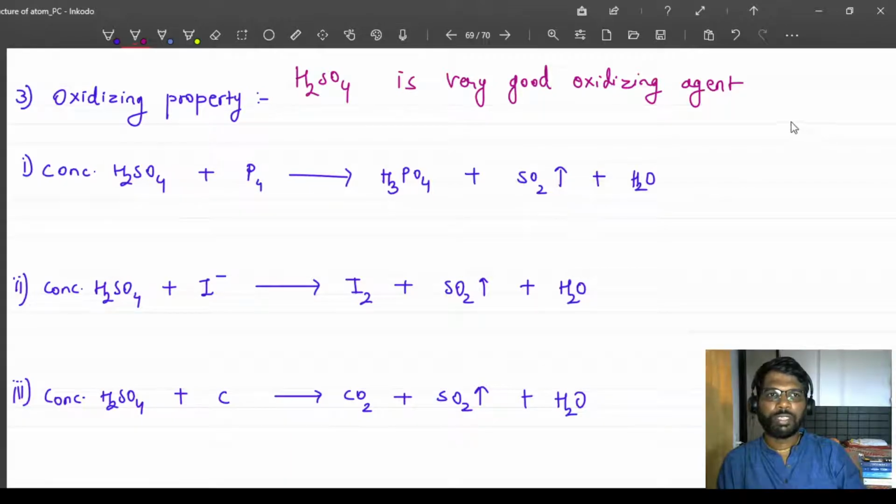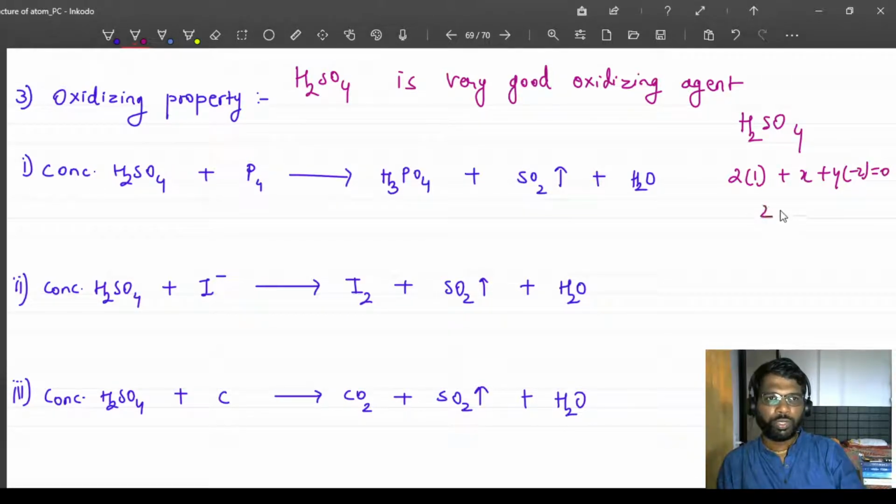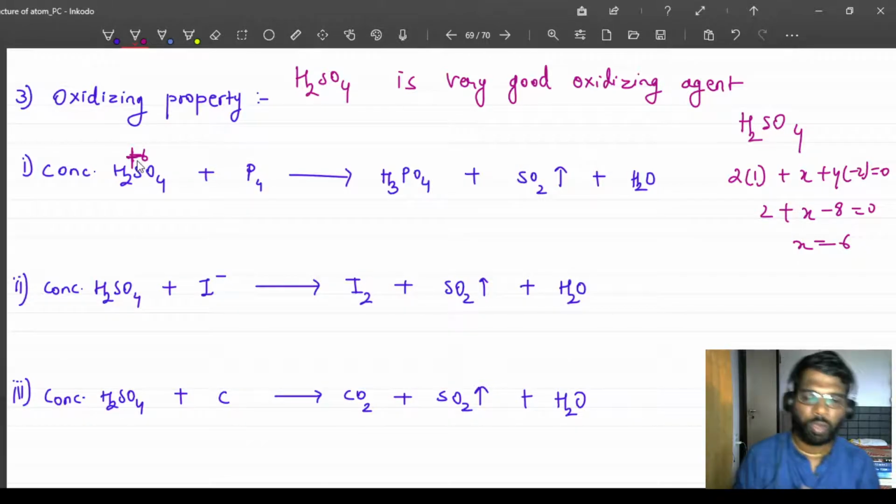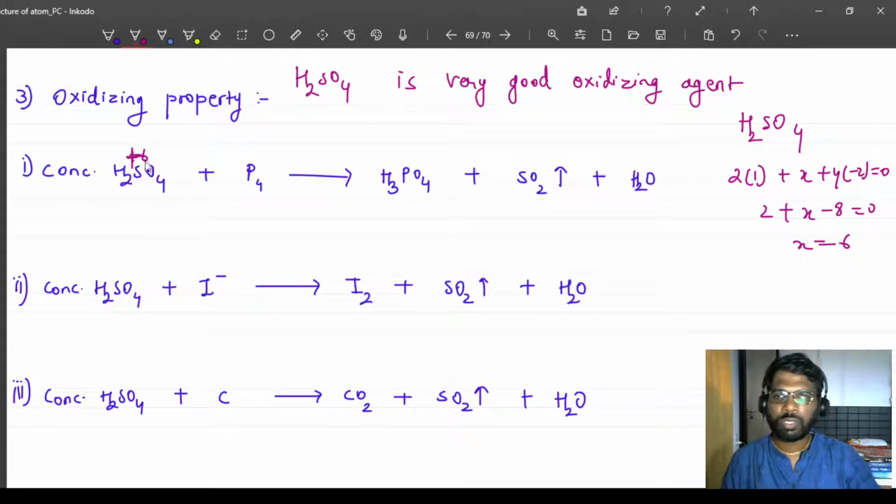Now, what is the reason? We know that sulfur is present in its maximum oxidation state in H2SO4. If we find the oxidation state, it is 2 plus x plus 4 into minus 2, equal to 0. So 2 plus x minus 8 is equal to 0, x is equal to 6. So sulfur is present in the maximum oxidation state of plus 6, so it acts as an oxidizing agent. An oxidizing agent always reduces to a lower oxidation state.